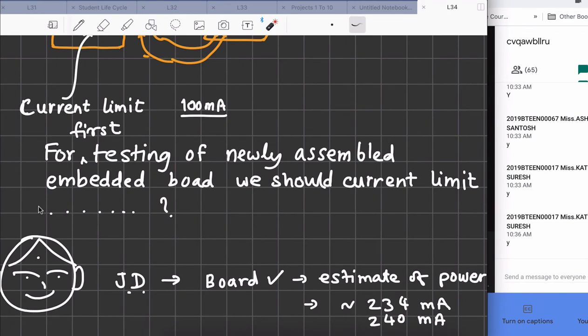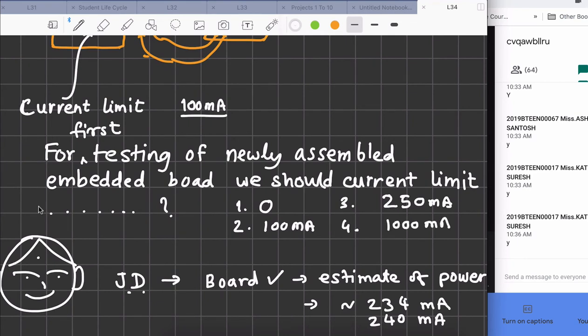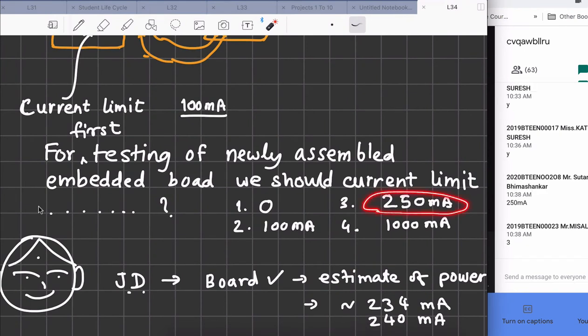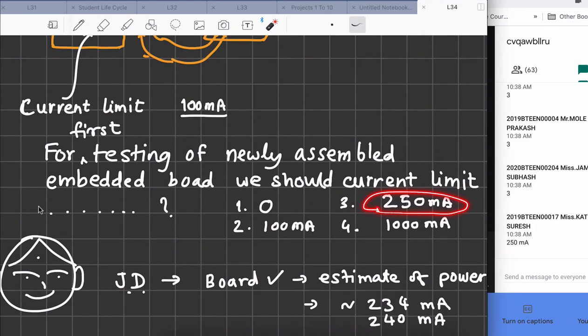Should it be 0? I'll write down these values. 1, 0; 2, 100 milliampere; 3, 250 milliampere; and 4, 1000 milliampere. What is your option, Priyanka? 250 milliampere. So what is the logic behind that? It should be slightly higher than the estimated power.